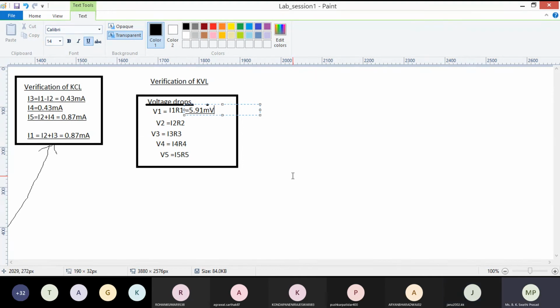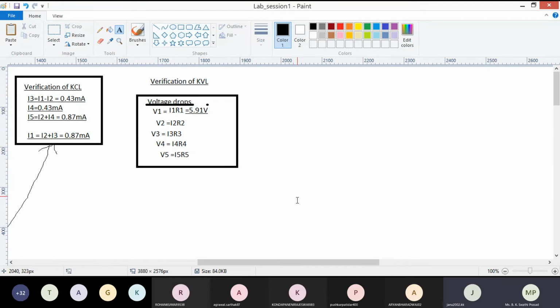R1 is in kilo ohms, no? So do you get millivolts? No, ma'am, volts. Will the milli and kilo not cancel? We get just volts, no? You tell me, 10 power minus 3 into 10 power 3. So how do you write? 10 power minus 3 plus 3. What do you get? 10 power 0, and 10 power 0 is 1. Correct? Understood? Yes, ma'am.